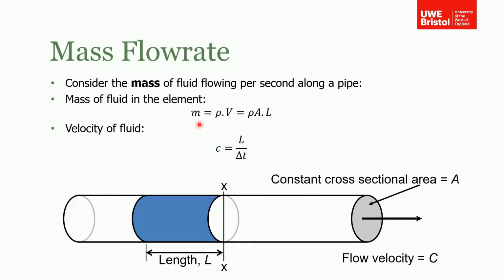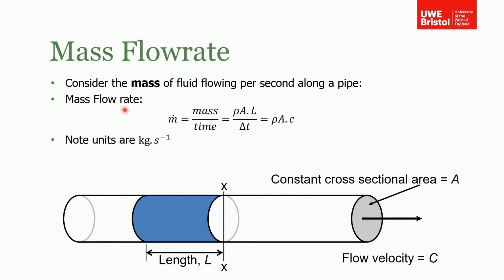Now we're going to do the same thing. We've got the same pipe, the same constant cross-section area, and the fluid is flowing at the same velocity c along this pipe, and we have this same segment of fluid here. But here we're going to consider the mass of the fluid, not the volume. The mass, as we know, is related to density. So the mass is equal to the density times the volume. And the volume, we've already said, is the cross-section area times the length. The velocity of the fluid is unchanged, so the velocity c is the distance that fluid travels in the time that it takes to do it.